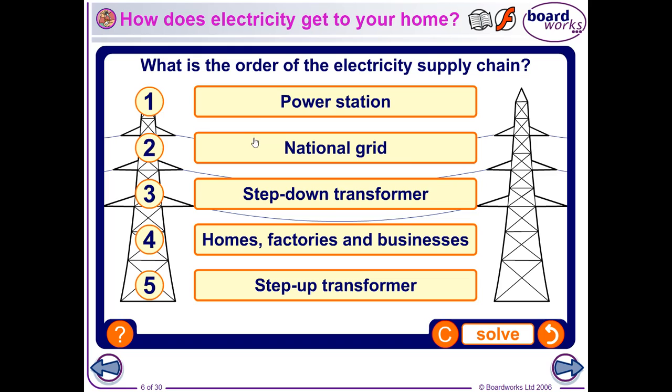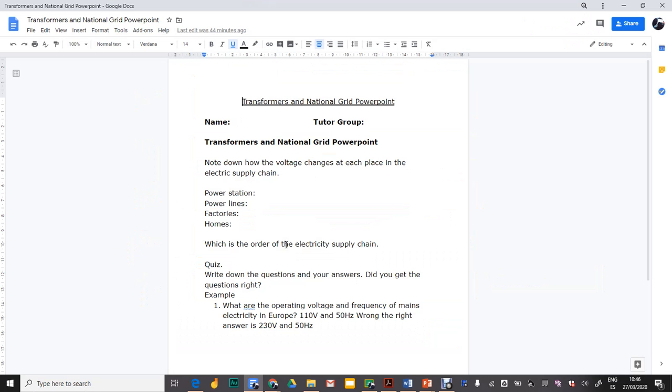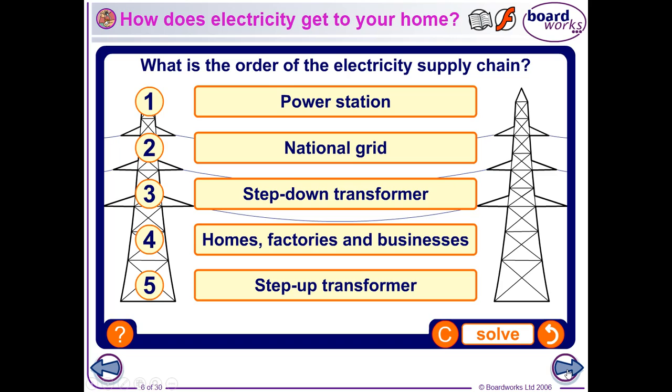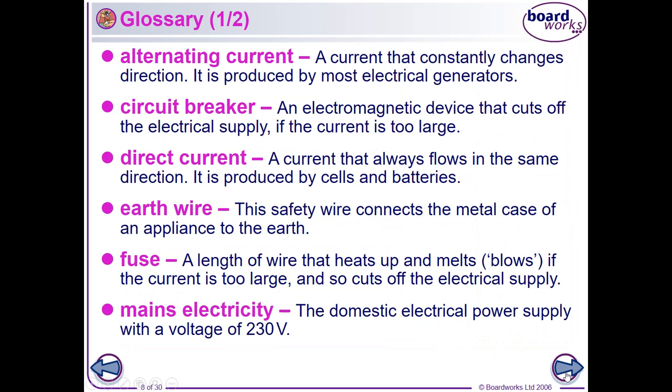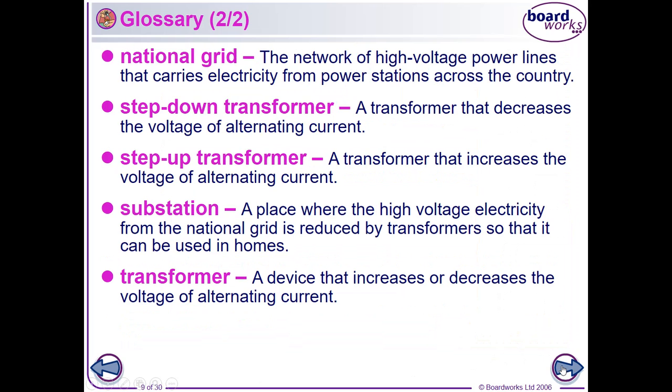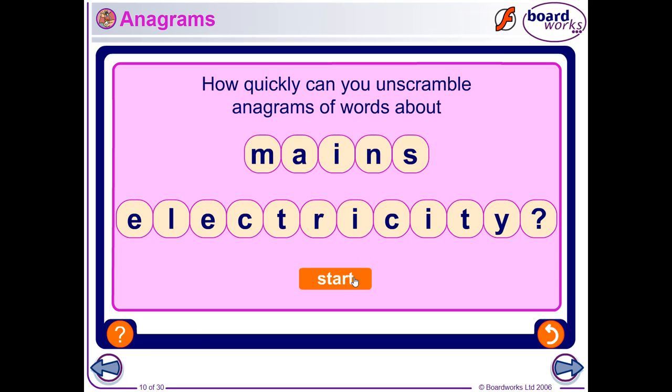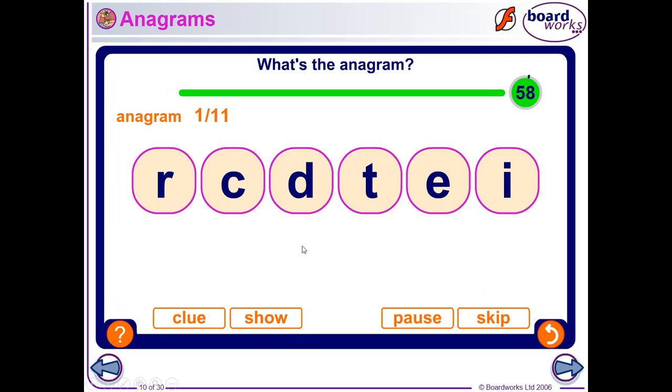So, what is the order? Here we've got power station, national grid, step-down transformer, power inspector, step-up. What I want you to do is put this in your Google Doc here, and put those into order. Before that as well, put down the voltages that we have in different places. And I won't solve it because I'll let you do it. Here we've got some definitions to write down and some anagrams. If you want to put these in your Google Doc, please. There's the first one. If you pause the video.